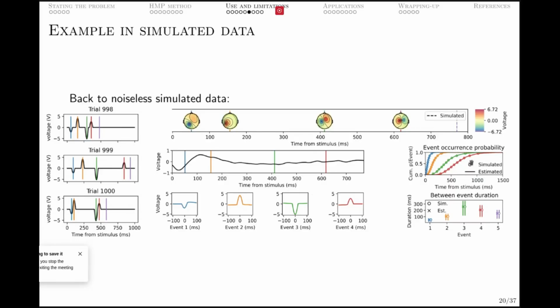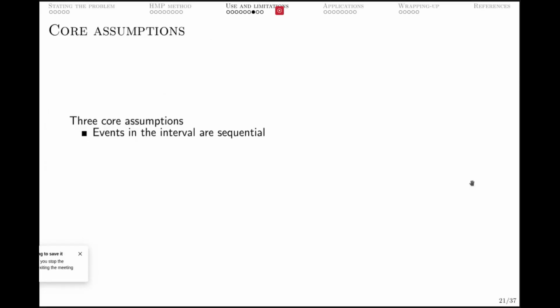This would just be when we show that simulation is the same as estimated, but again, in this case, it's noiseless data, so it just works like a charm. But usually our EEG data is much noisier than that. I'll come back to that also later.